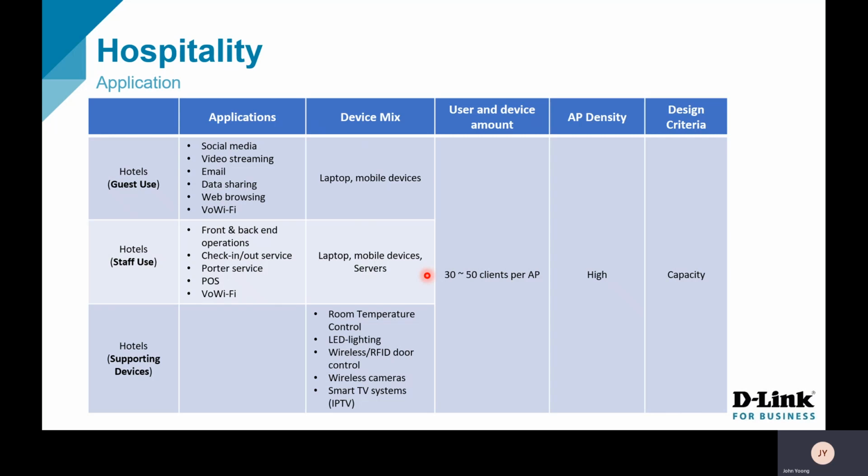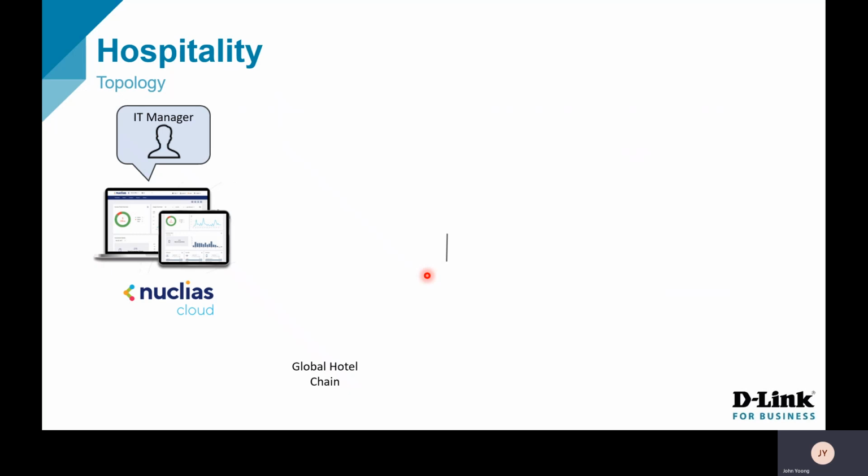Just take note for hotel rooms, on one floor there are a lot of rooms together. If you want to place one AP to cover the whole area, it's impossible. So the AP density will be very, very high. You need to put a lot of APs to handle the capacity for each floor of the hotel. Not just that, remember for the wireless, we also can provide support for devices like your room temperature and those TV systems.